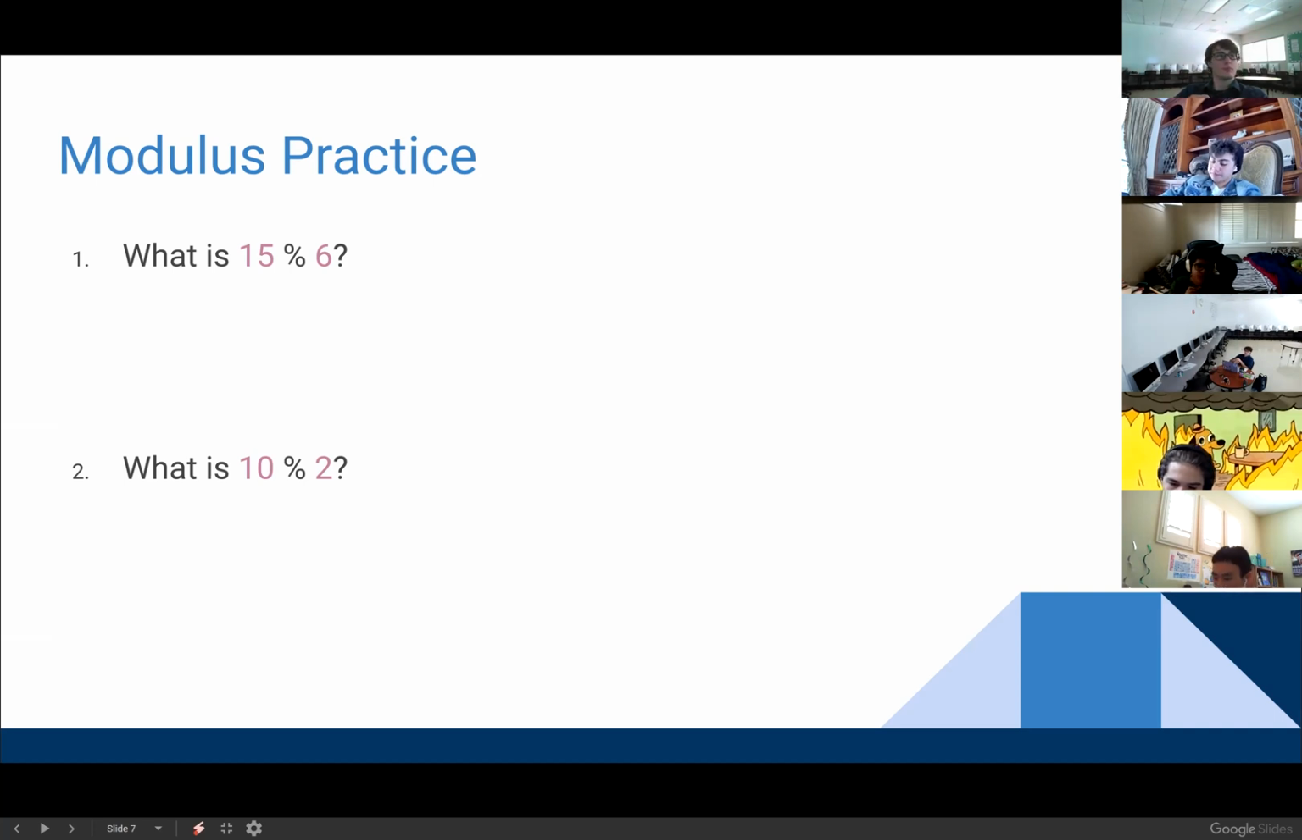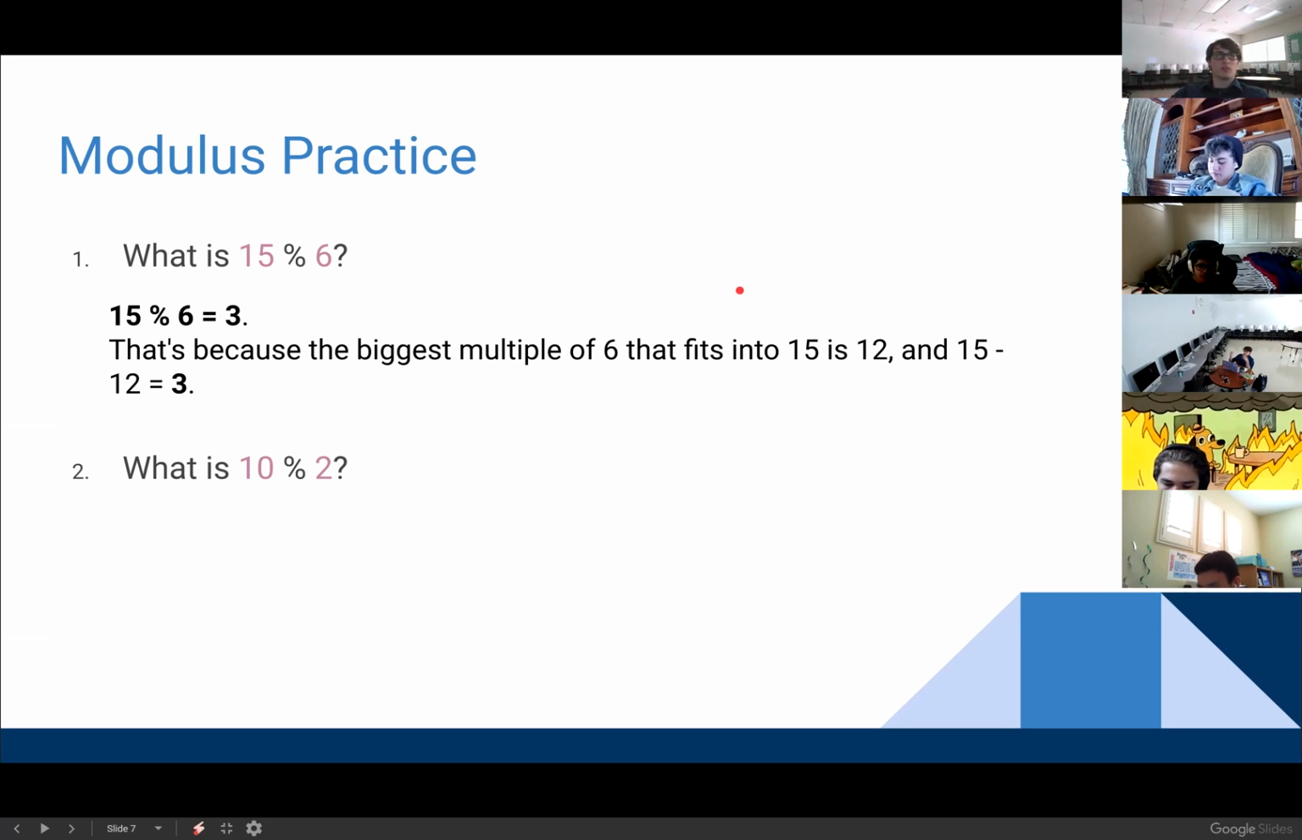Because when you do the division, 6 goes into 15 2 times, so that would be 12, and 15 minus 12 is 3. Absolutely correct. Because the largest multiple of 6 that fits into 15 is 12, like Linus just said. So 6 times 2 is 12. 15 minus 12 is 3. So our remainder is 3.